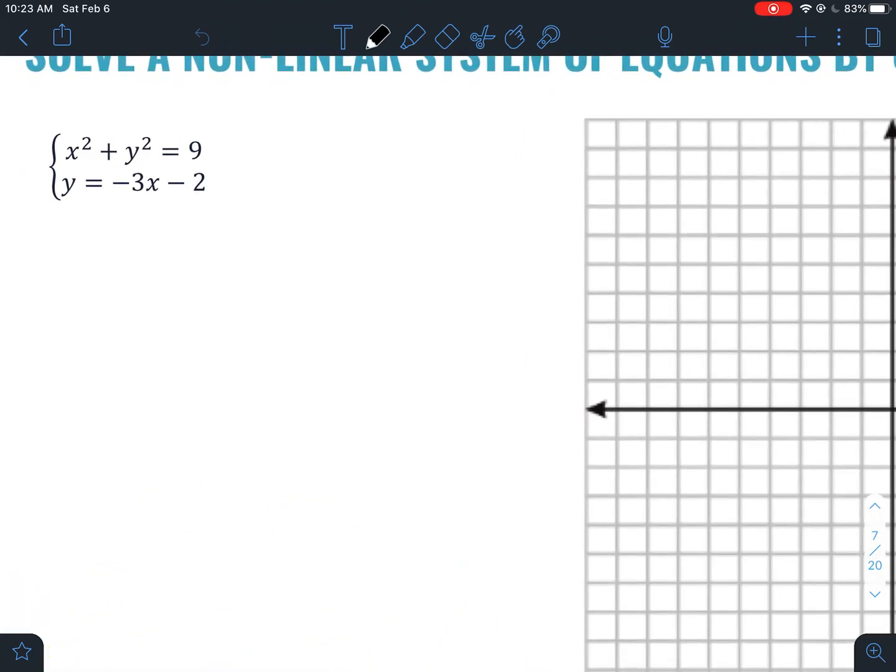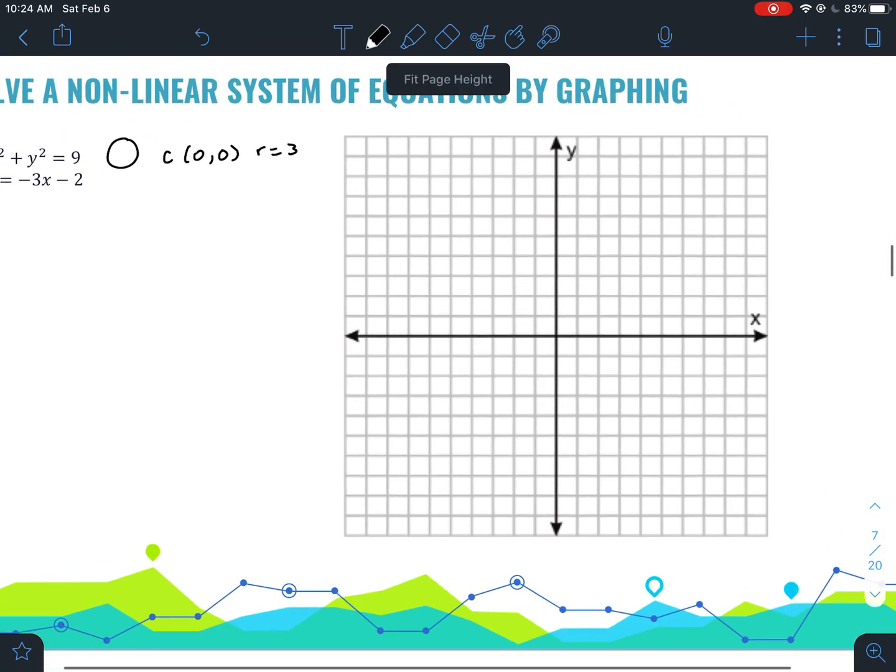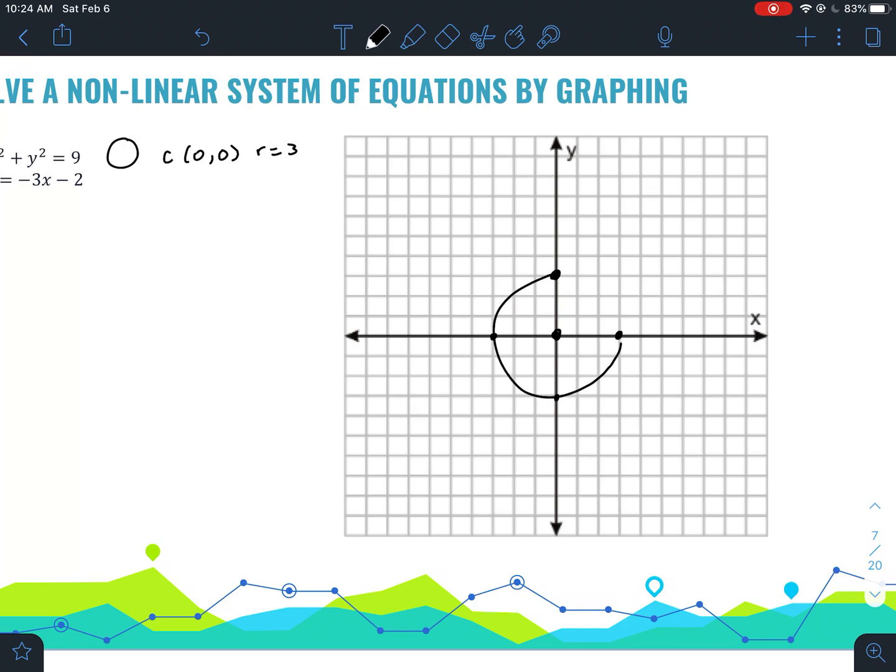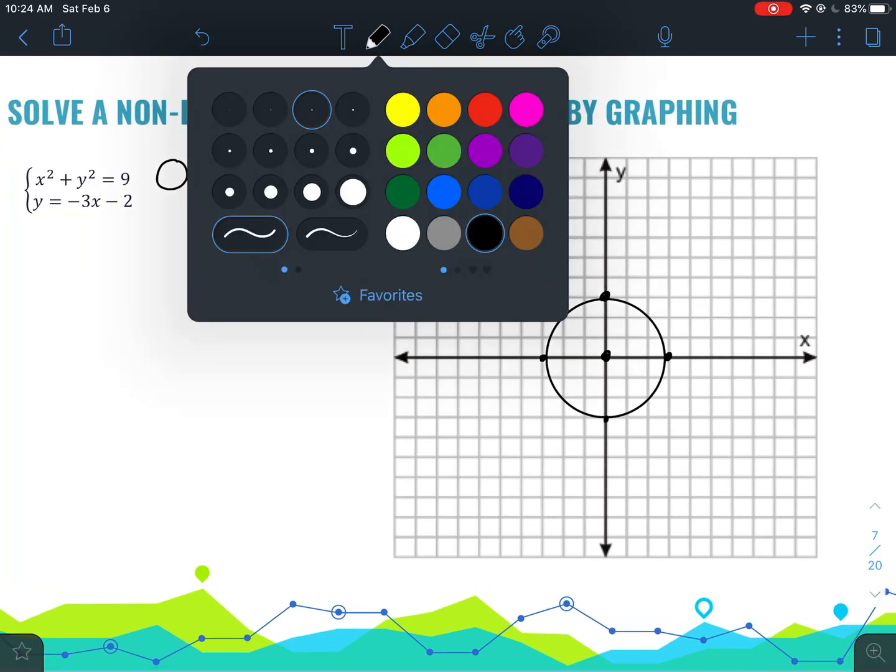So if we have the two relations, x squared plus y squared equals 9, that's a circle. The center of that circle is 0, 0, and the radius is 3. So we're going to start. We'll make the center at 0, 0, then up 3, to the left 3, to the right 3, and down 3. And then we're just going to make our circle through those points. And so that's your circle with a center of 0, 0 and a radius of 3.